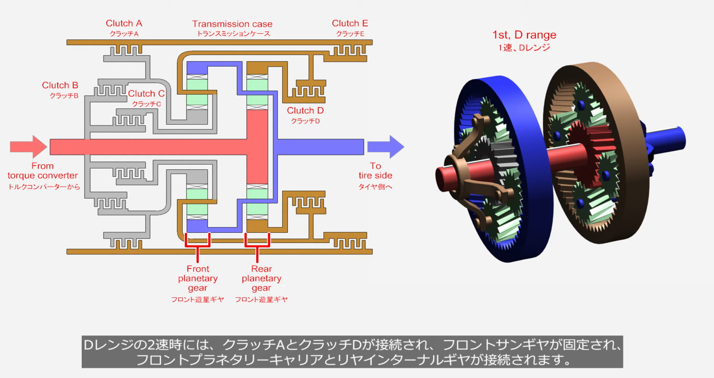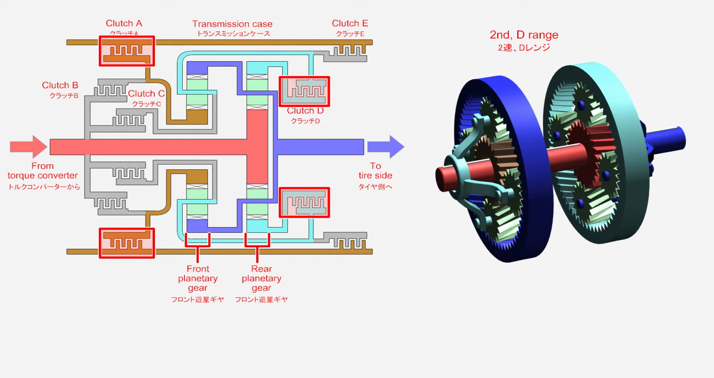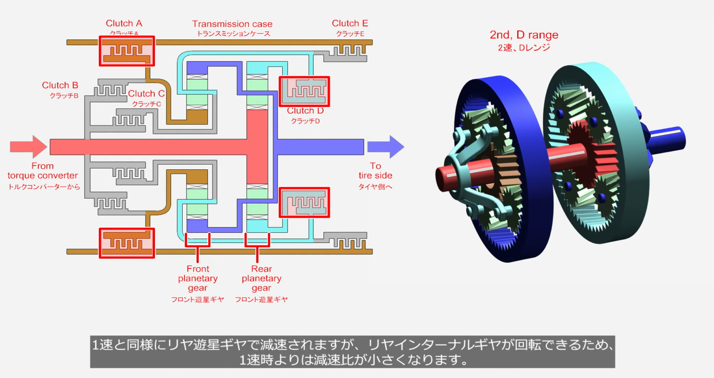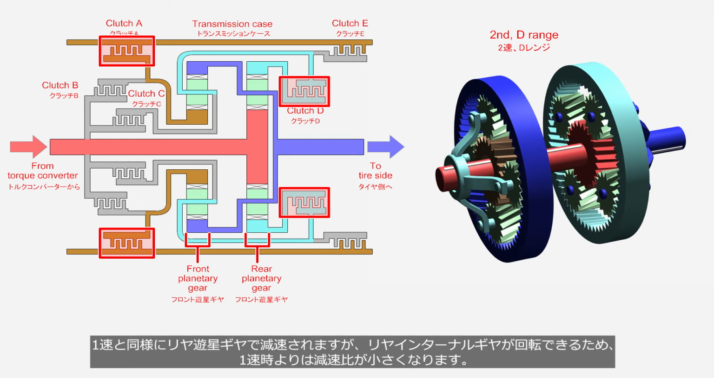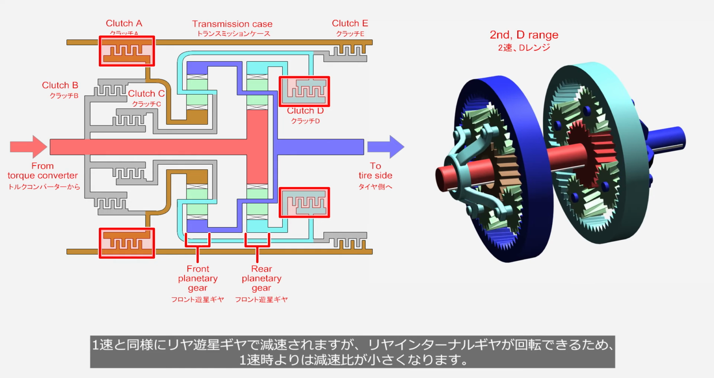In the second gear of the D range, clutch A and clutch D are engaged, the front sun gear is locked, and the front planetary carrier is connected to the rear internal gear. Similar to the first gear, the rear planetary gear reduces the speed, but the rear internal gear can rotate, resulting in a lower reduction ratio compared to the first gear.